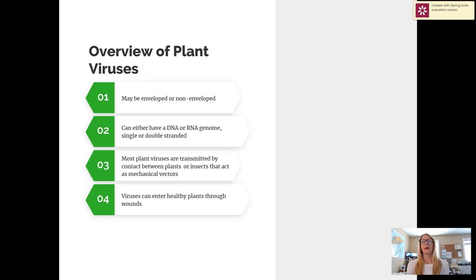And most plant viruses are transmitted by contact between plants or by fungi, insects, and other arthropods that act as mechanical vectors. However, sometimes we see viruses that can only be transferred by a specific type of insect vector. Like, for example, a particular virus might be transmitted by aphids, but not whiteflies. In some cases, viruses may also enter healthy plants through wounds, as we might see during pruning or weather damage.